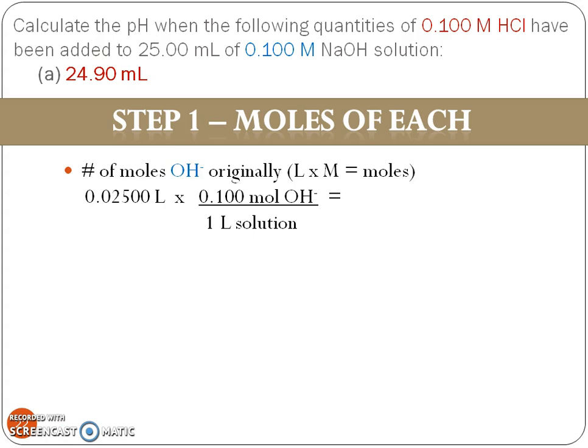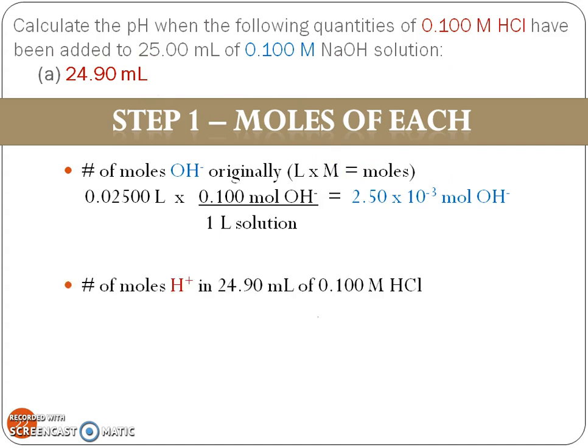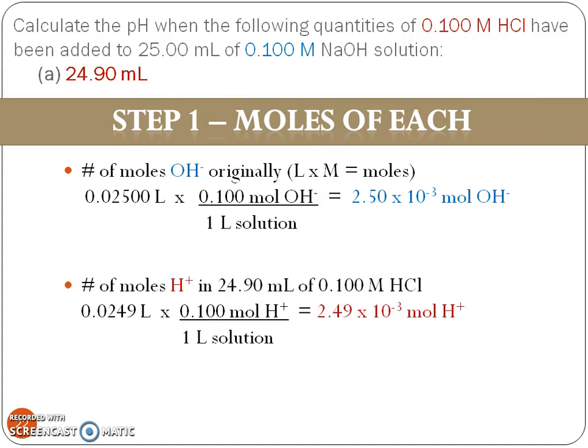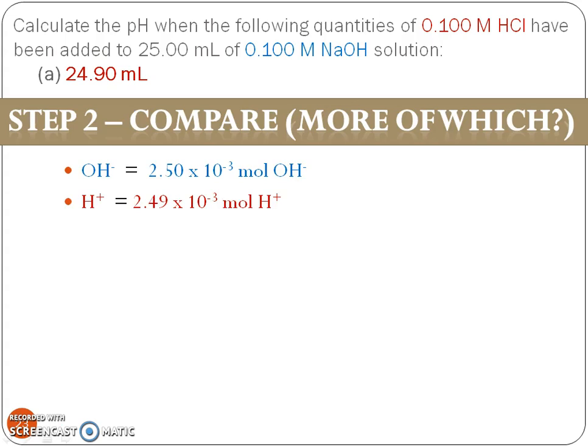Hopefully, again, that's original, and it's always going to be that. So when you get this value, that's going to be the same value no matter how many different volumes they give you of adding the HCl. And again, I try to also color coordinate as well. The red's always the acid and the blue's always the base. So then here's your H plus. So step 2, we're comparing. So there's our values of OH minus and H plus. So which one do we have more of, and by how much?